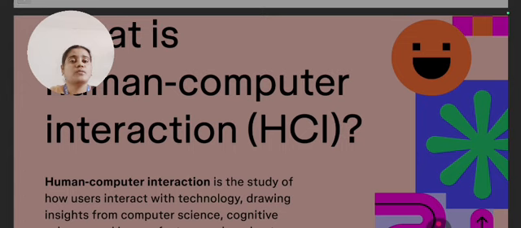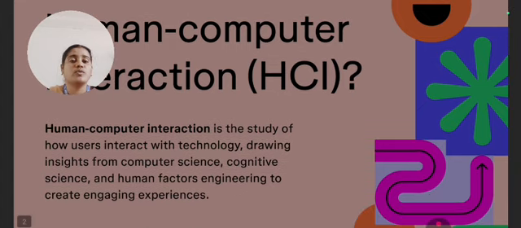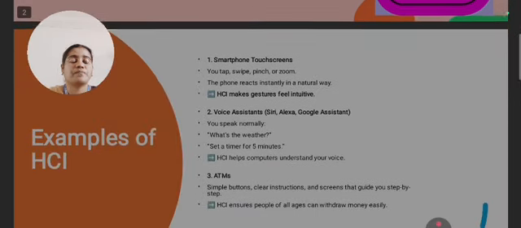We will see what is meant by human-computer interaction. It is shortly known as HCI. It is the study of how users interact with technology, drawing insights from computer science, cognitive science, and human factors engineering to create engaging experiences.